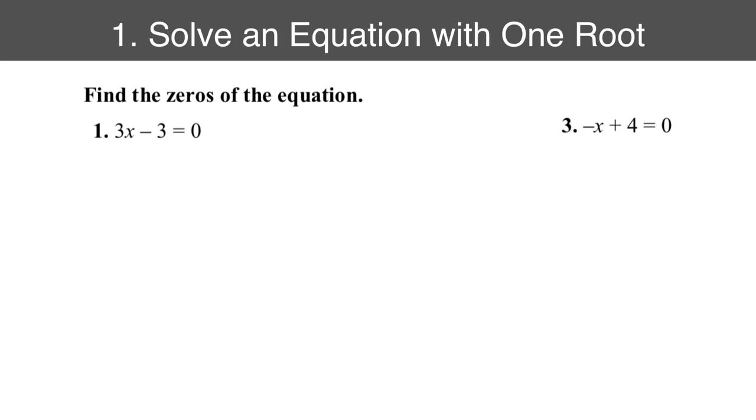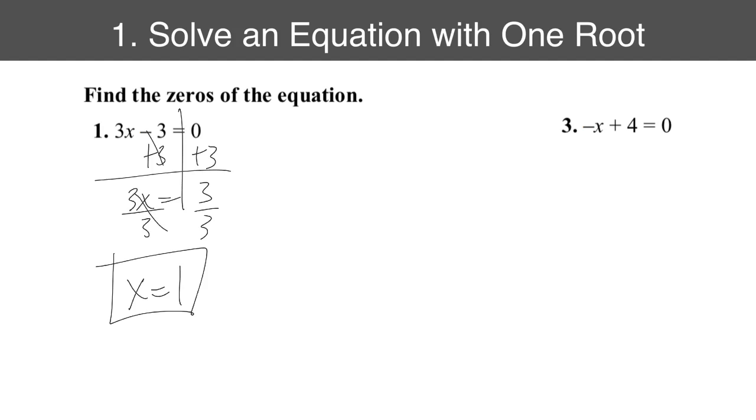That's all it is. So you see right here we have two equations, and all you got to do is just solve for x, which you've all done before and you should all be very comfortable with. So number one, to get the x by itself, I just add 3 over. I get 3x equals 3, and then I divide by 3, and I get x equals 1. So there you go. The zero of the equation is 1.